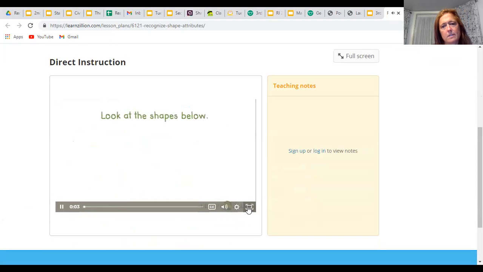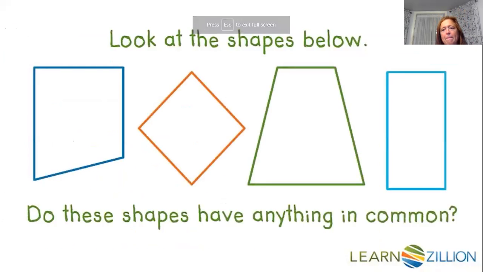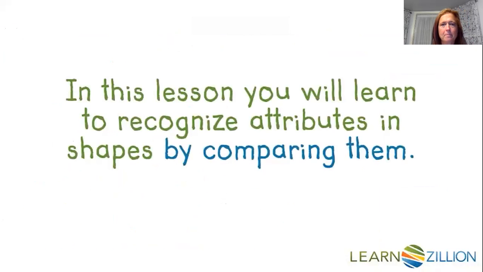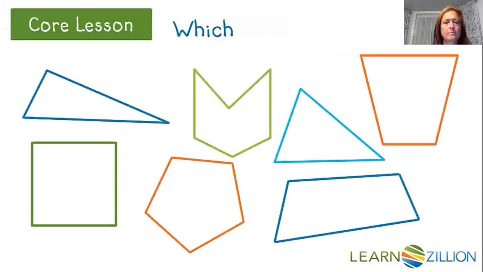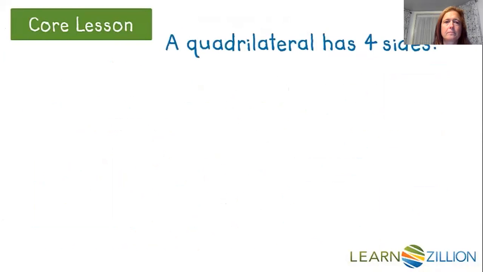Look at the shapes below. Do these shapes have anything in common? In this lesson, you will learn to recognize attributes and shapes by comparing them. Take a look at these shapes. Which of these shapes are quadrilaterals? When you are searching for a quadrilateral, you must first know that quadrilaterals have four sides.